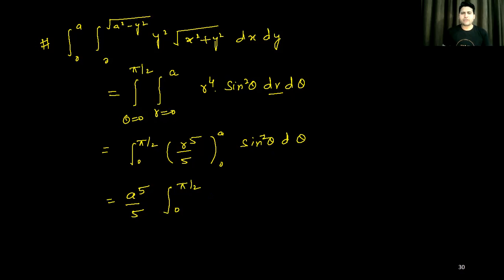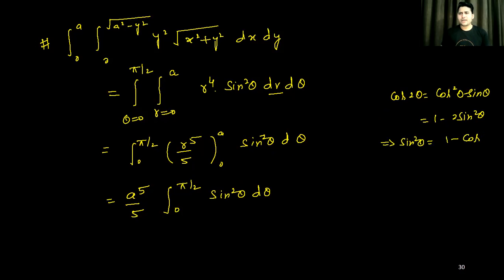Just reduce sine square theta by using the cos 2A formula. We have the cos 2A formula, right? What is cos 2A? Cos of 2 theta is cos square theta minus sine square theta, which is 1 minus 2 sine square theta. From here, we can say that sine square theta is 1 minus cos 2 theta upon 2. Put it over here. So 1 upon 2 I am taking outside, so it will be 10, 0 to pi by 2, 1 minus cos of 2 theta d theta.